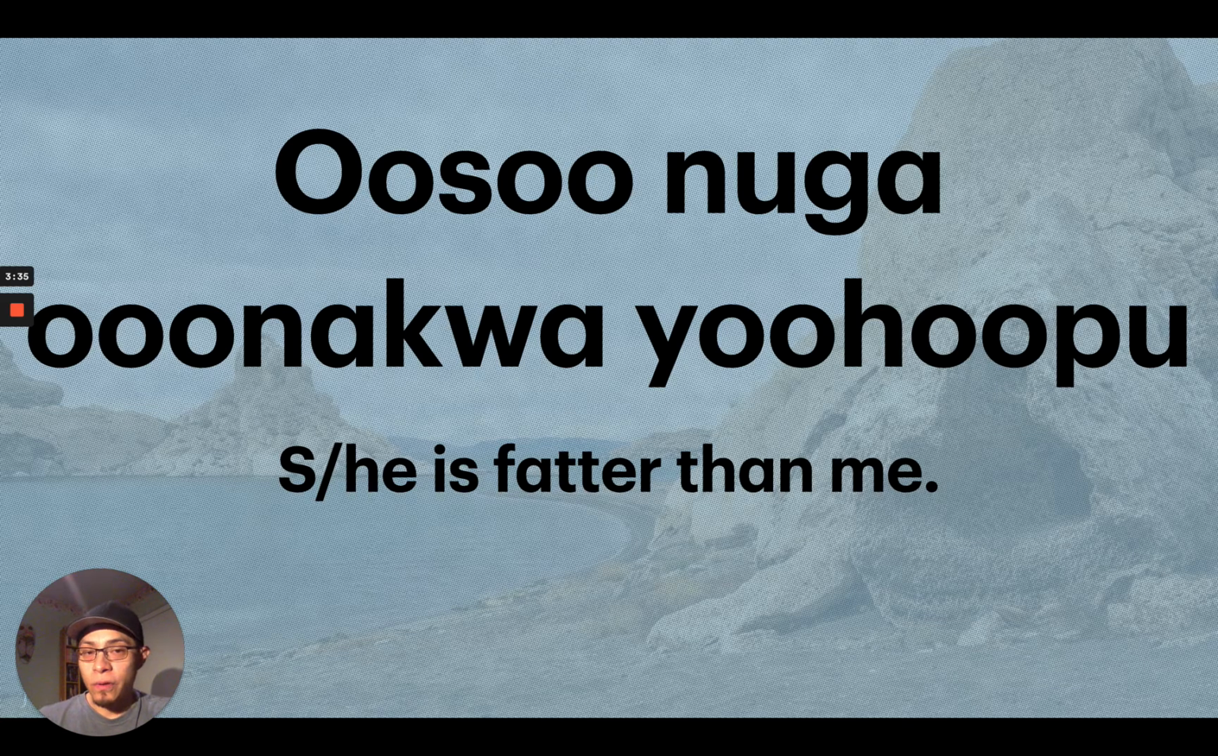Usu naga unakwa yuhup. She or he is fatter than me. Again, usu, that's the subject, and that's identified by the su. So usu naga. You don't say usu ne unakwa yuhupa. Just like you don't say she is fatter than I, you say she is fatter than me. It changes form. In this case, ne becomes nera. Usu nera, me, unakwa yuhupa is fatter than.